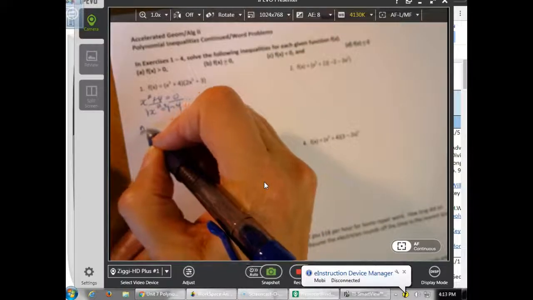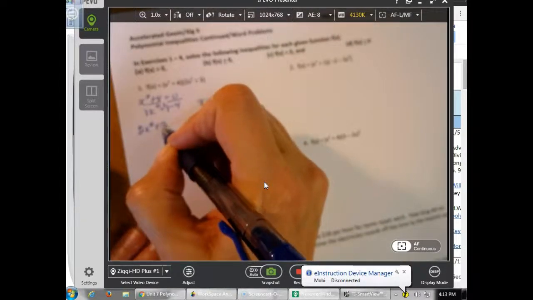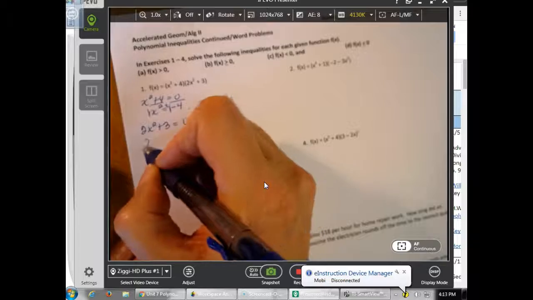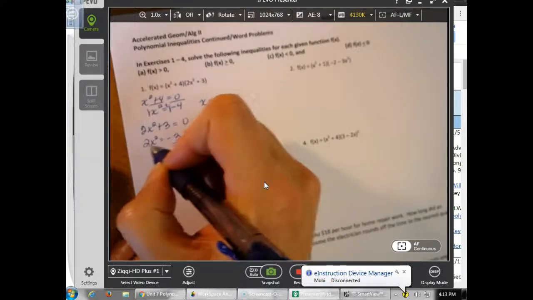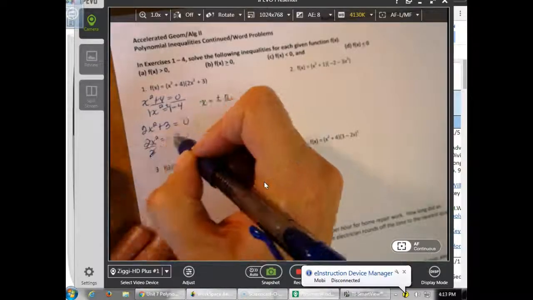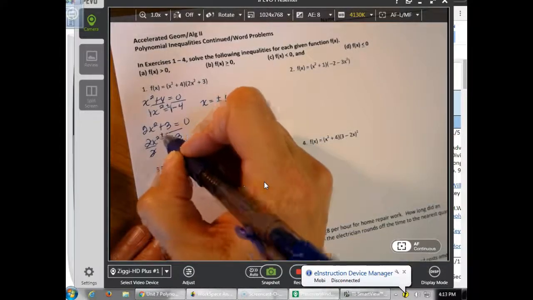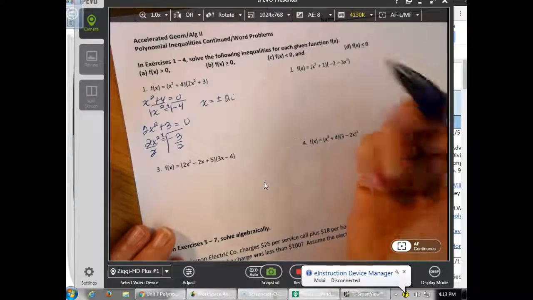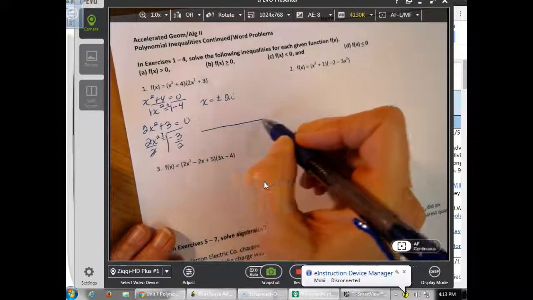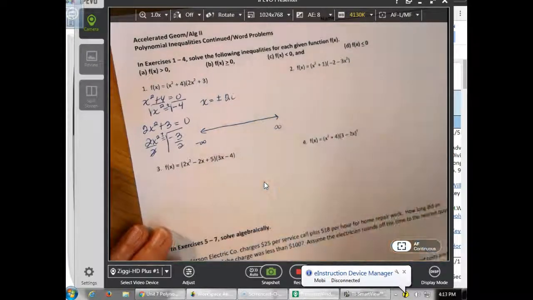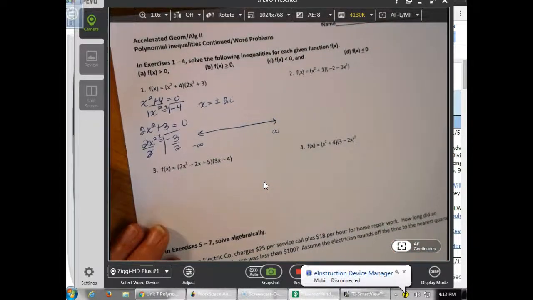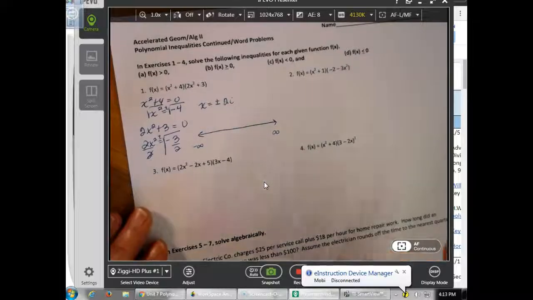And then this one, I'm going to say 2x squared plus 3 is equal to 0. So I get 2x squared is equal to negative 3. And again, you can see that you're going to end up taking the square root of a negative number, so also imaginary. So when I do my sign chart, you may feel like, okay, this is kind of unusual because I have no x-intercepts to put on my sign chart. So there's a couple of ways you could approach this.